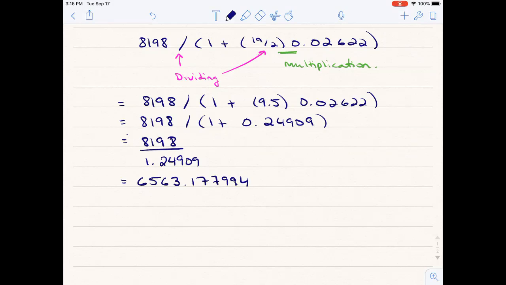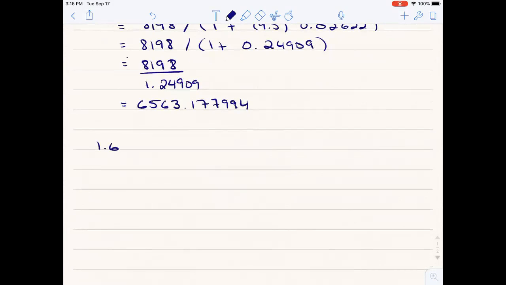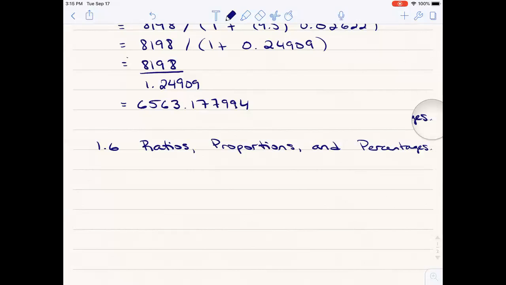Okay. Now 1.6, which is basically going to be a quick review of proportions, percentages. There's ratios in the title, but I don't really care about ratios. So 1.6 is called ratios, proportions, and percentages.